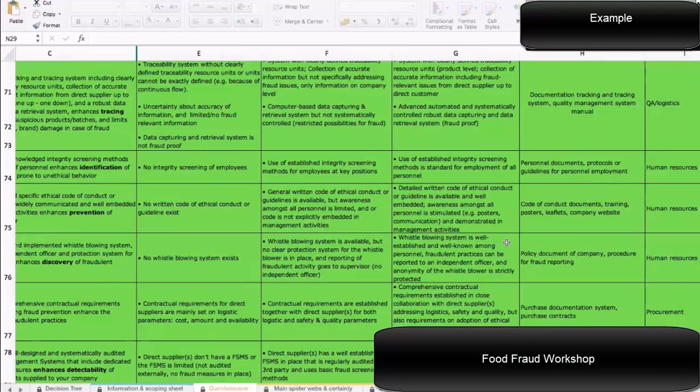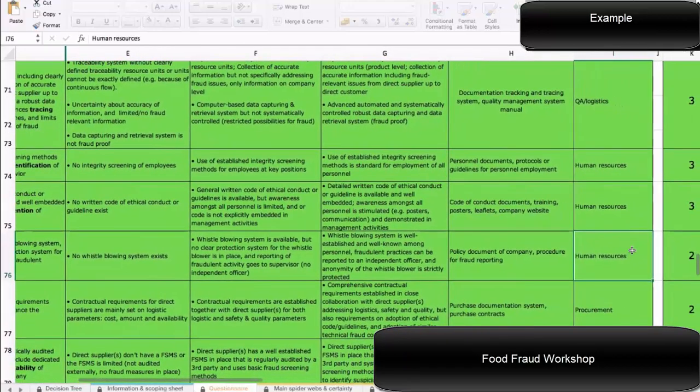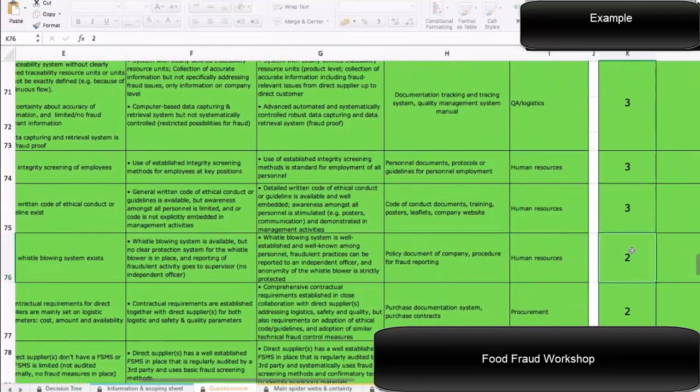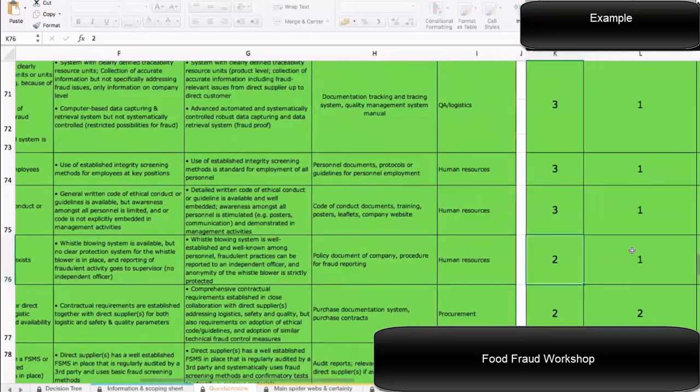So again, there you go, answers 1, 2, or 3. You can determine that by identifying whether or not the policy document is available in the company and the procedure for fraudulent reporting. Human resources should probably be the one answering this question. And here again, we put a 2. There is a whistleblowing system available, but there's no direct protection for the whistleblower. And we're quite certain of our answer.